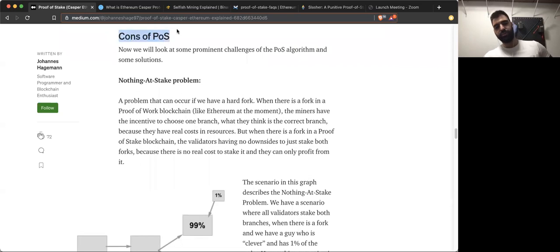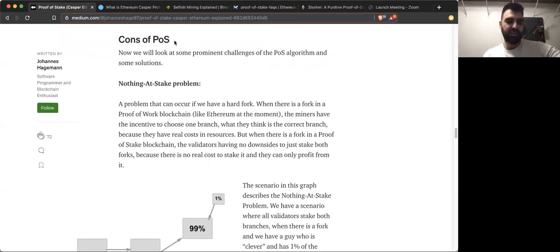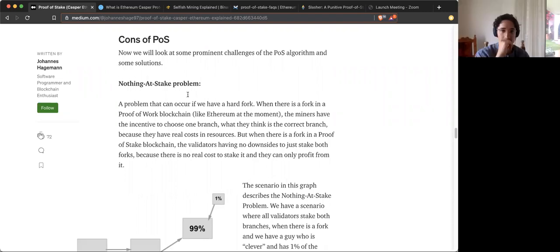Okay, so the cons of proof of stake. The major con that I found with proof of stake is this nothing at stake problem. And this nothing at stake problem is also, like in 20 years, if proof of stake is the only thing, it'll be called the new 51% attack or something. Everyone will quote this as the main problem with this.